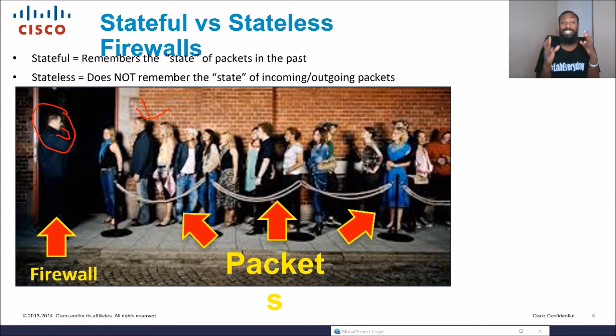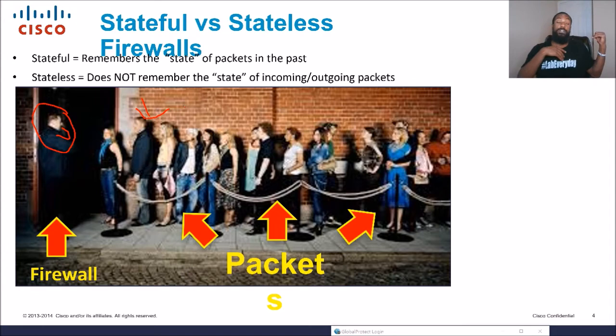Now, what's the difference between a stateful and a stateless firewall? As you can see here, if you're a fast reader, stateful remembers the state of the packets in the past. Let's take it back to the bouncer. Let's say you and your friends came to the club. The firewall looks at you coming in, checks your IDs, checks your dress code, and then lets y'all in.